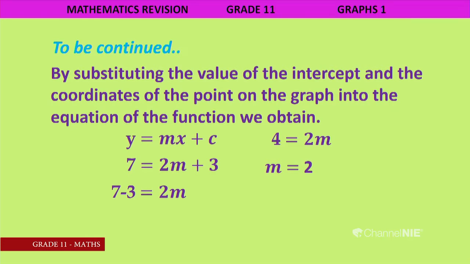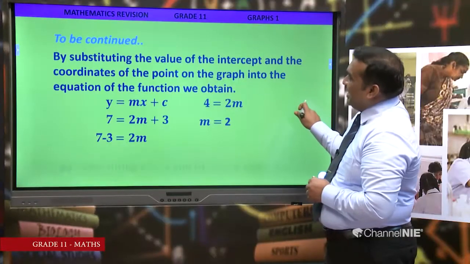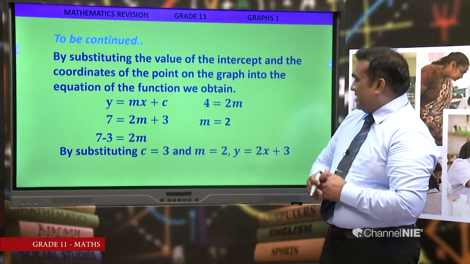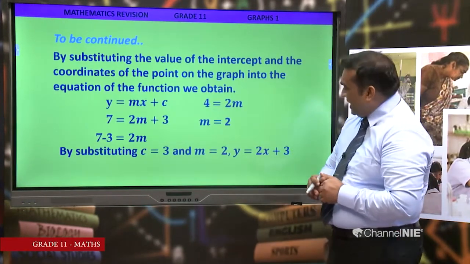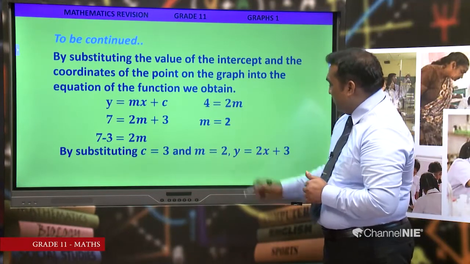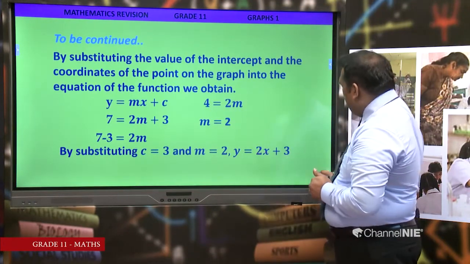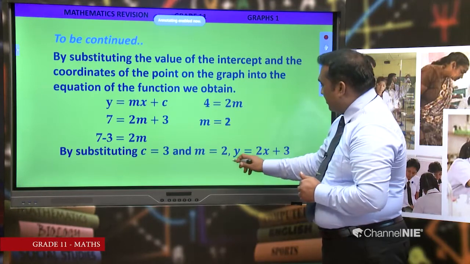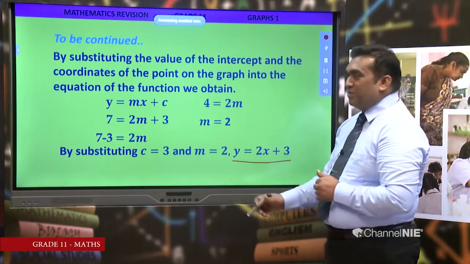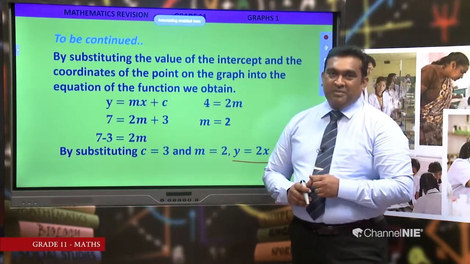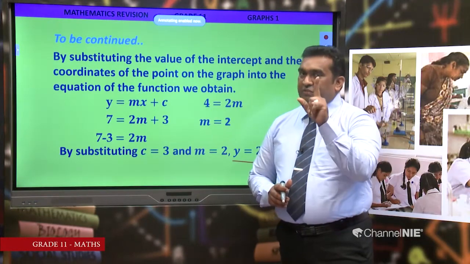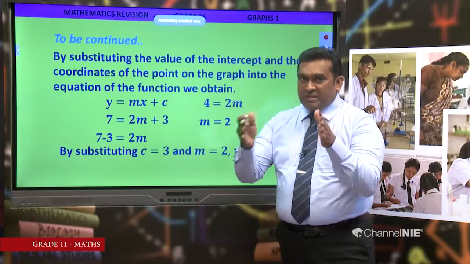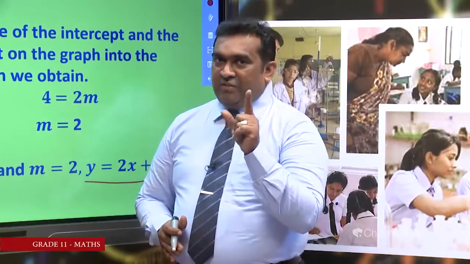Understood it? By substituting c equals 3 and m equals 2, you have the equation of the straight line: y equals 2x plus 3. Intercept and point. In our first question, 2 points. Identify the difference.